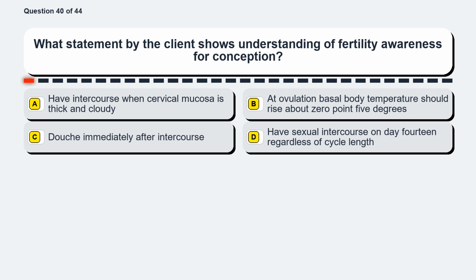Question 40. What statement by the client shows understanding of fertility awareness for conception? Option A. Have intercourse when cervical mucosa is thick and cloudy. Option B. At ovulation, basal body temperature should rise about 0.5 degrees. Option C. Douche immediately after intercourse. Option D. Have sexual intercourse on day 14 regardless of cycle length.